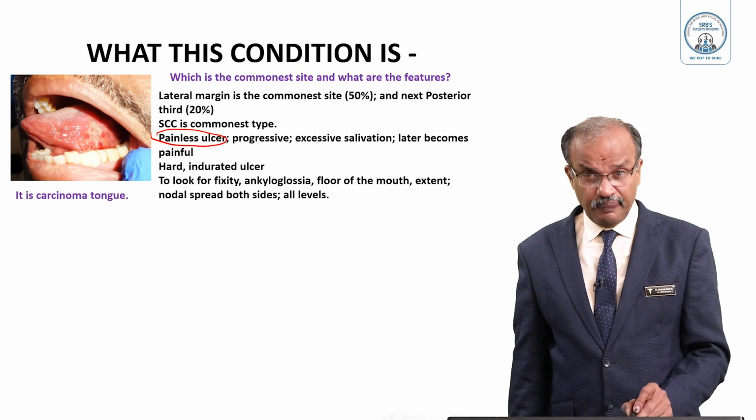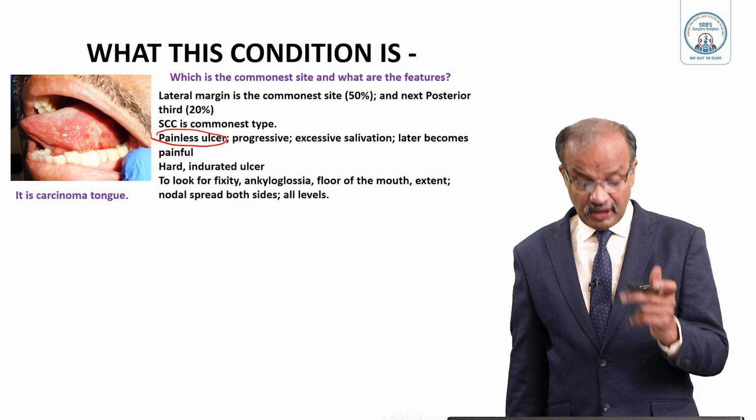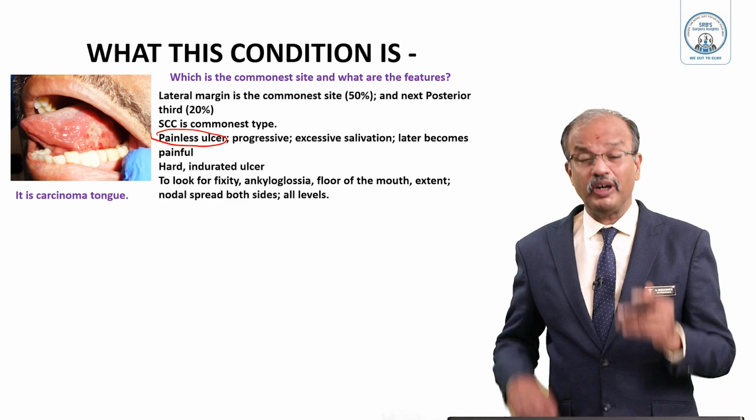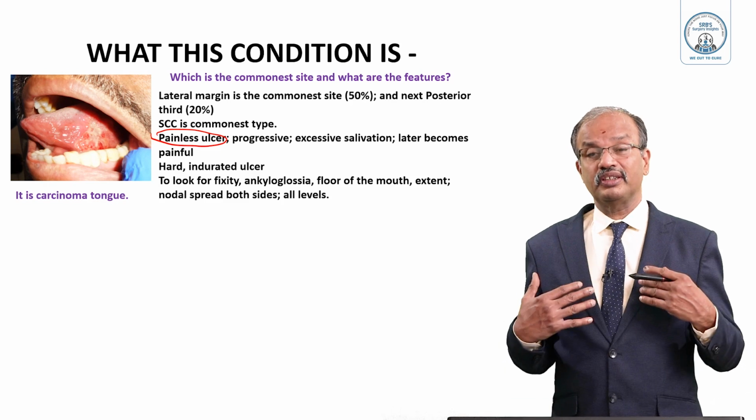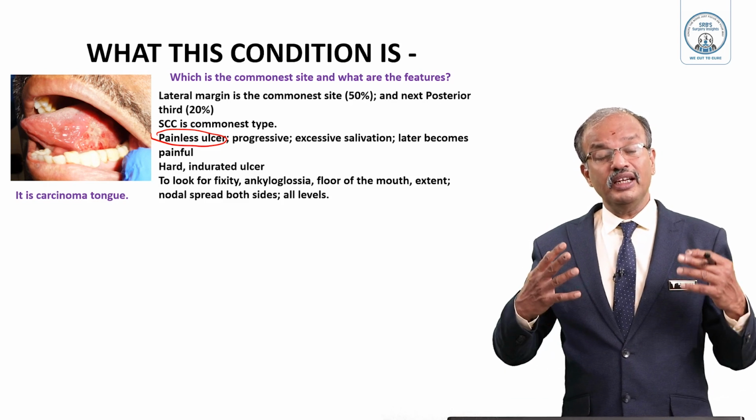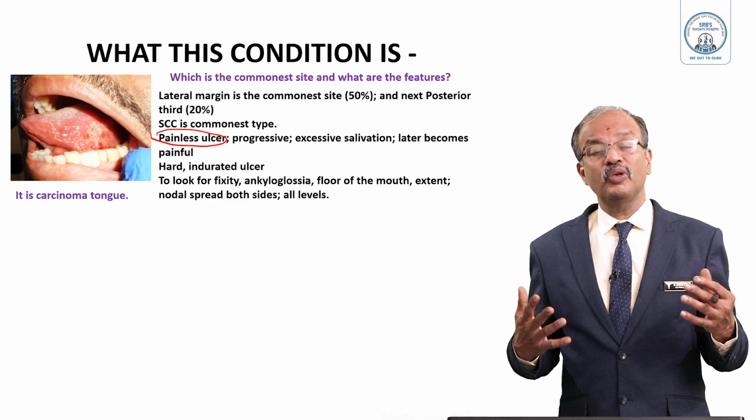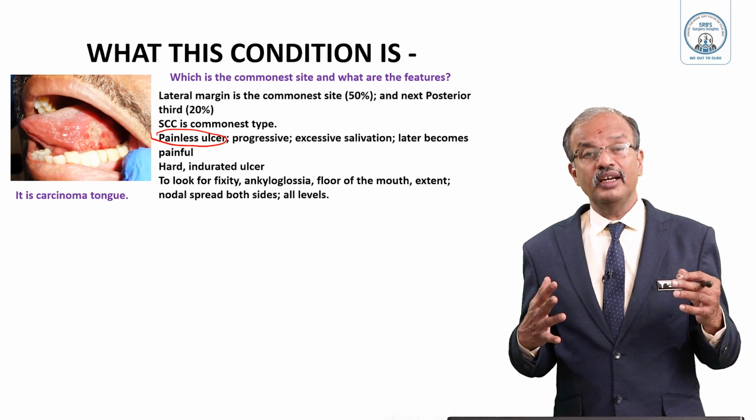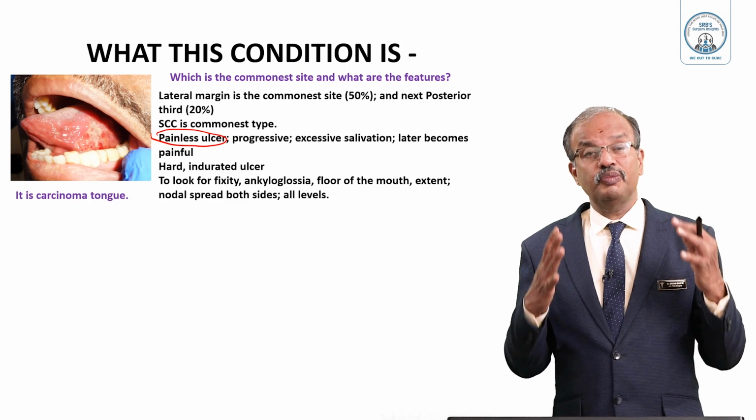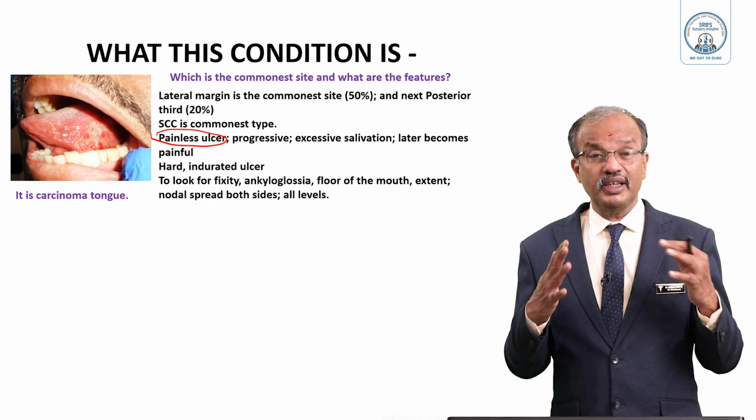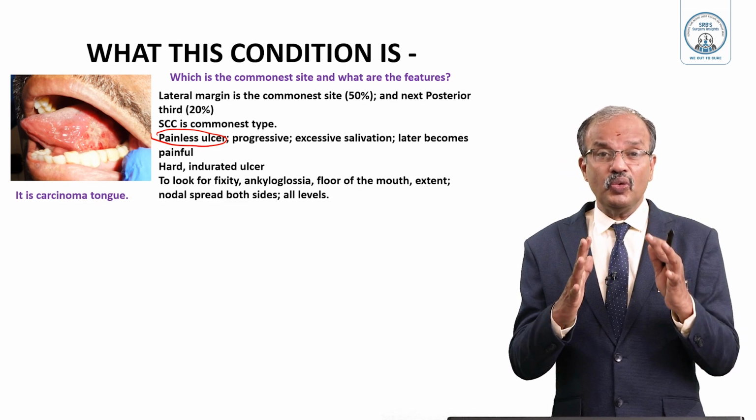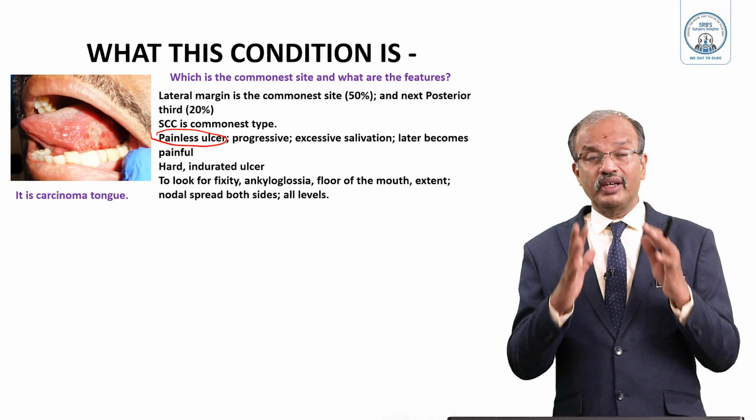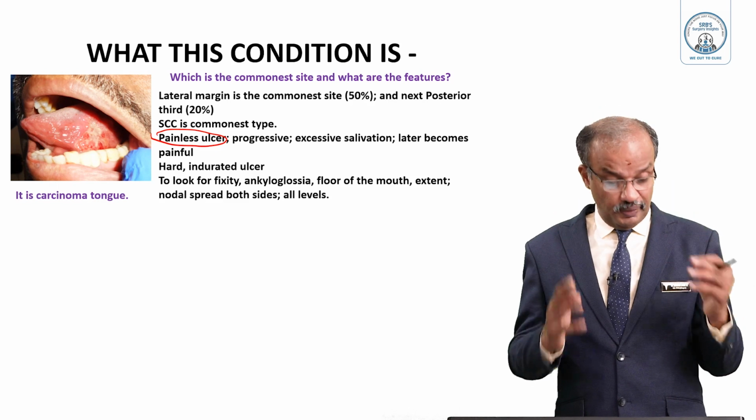Look for fixity to the floor of the mouth, bone, mandibular thickening, ankyloglossia, whether the tongue cannot be put forward, floor of the mouth, extent, and nodal spread on both sides and all levels. Of course, do a systemic exam, mainly of the lungs, because they aspirate and have bronchopneumonia. Systemic spread is not common in oral malignancy, that is in squamous cell carcinoma, unless the patient is immunosuppressed. Otherwise it is usually a loco-regional malignant disease, but very aggressive. Remember, carcinoma tongue is very aggressive compared to the lip and buccal mucosa.